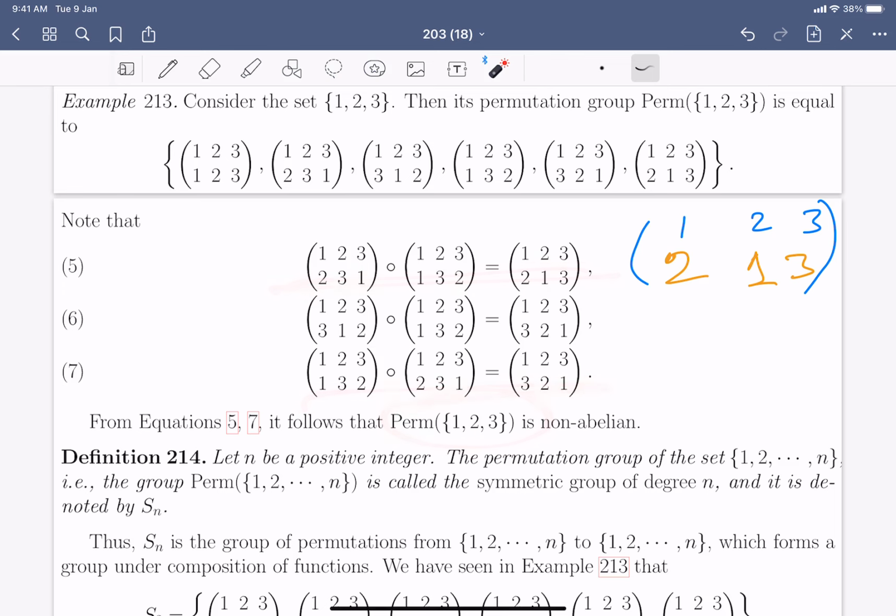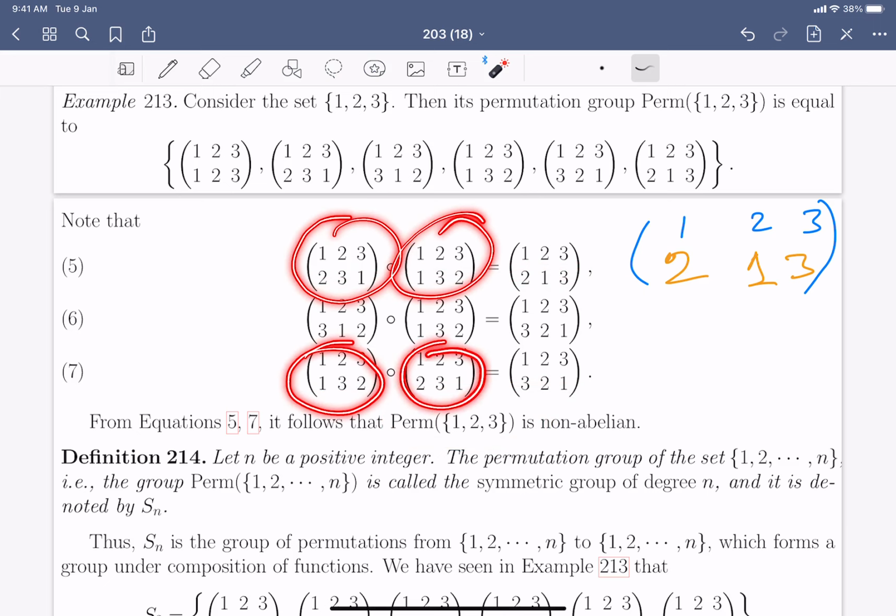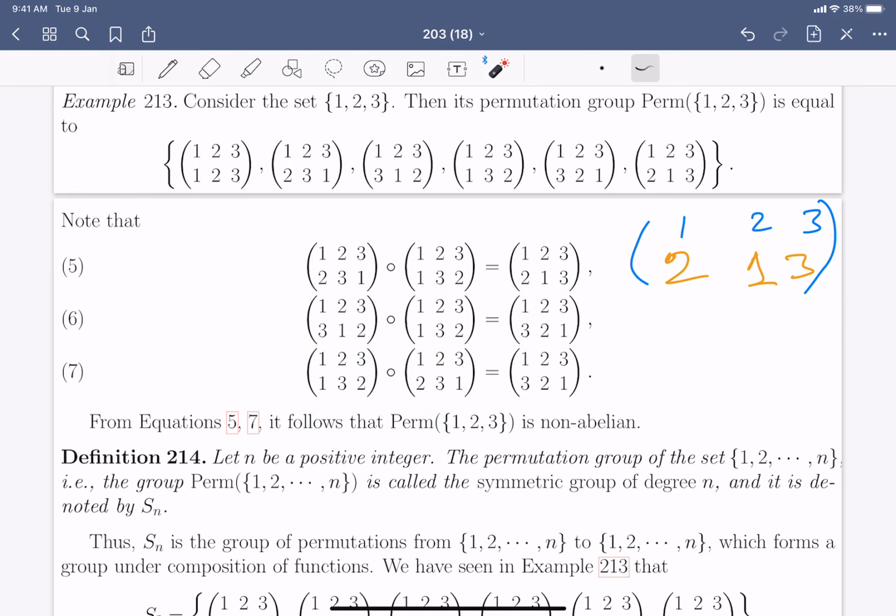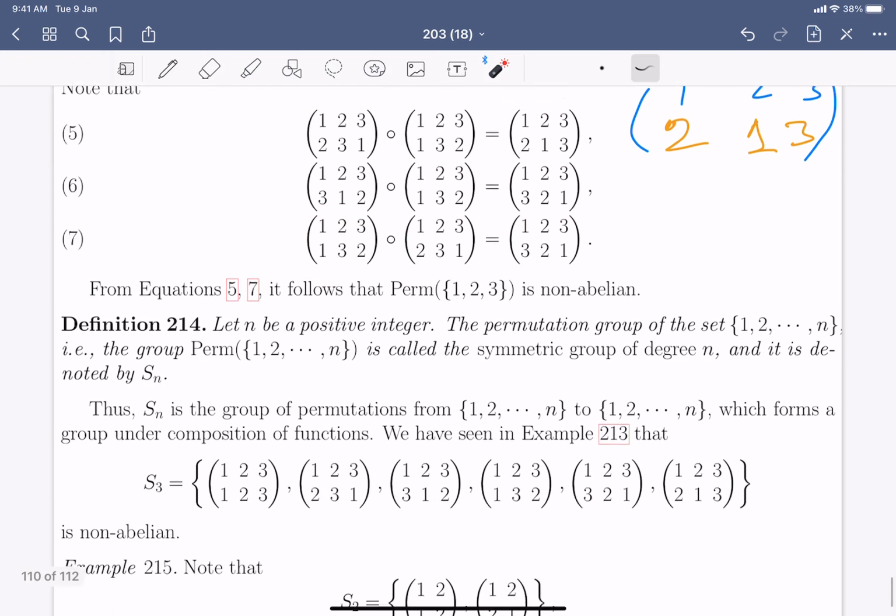And what you see from equations 5 and 7, the first one and the third one, is that this is a non-abelian group. Here you had these two permutations, and here we have just swapped the order, and you see that the elements that you have obtained are different.